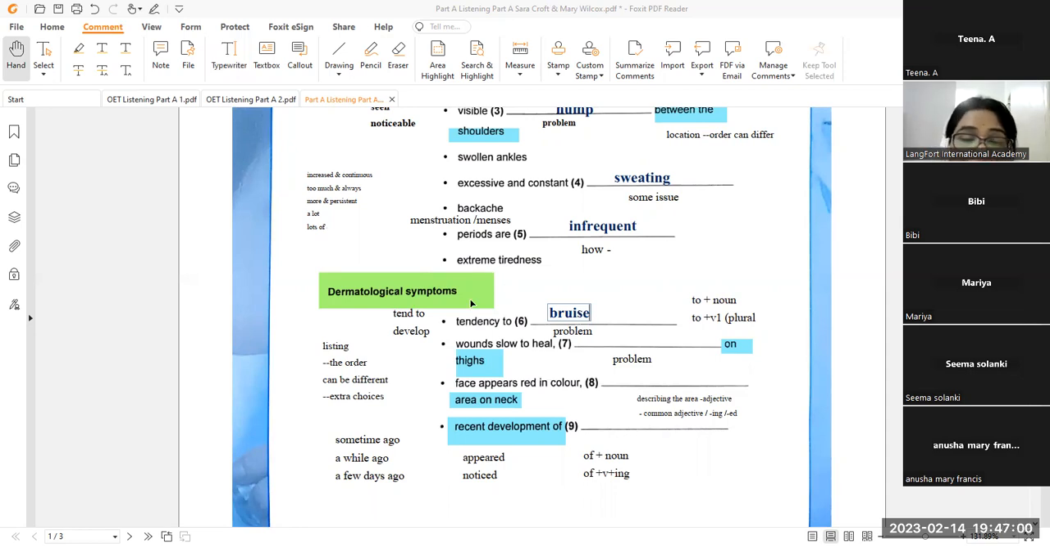So it seems to bruise. So that's why the answer is bruise. Okay, next one. Seventh one. What is on her thighs? Stretch marks. No, stretch marks. Okay, let's listen. Everybody gave me different answers.